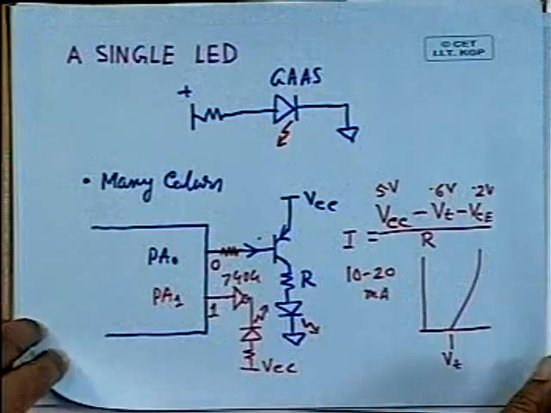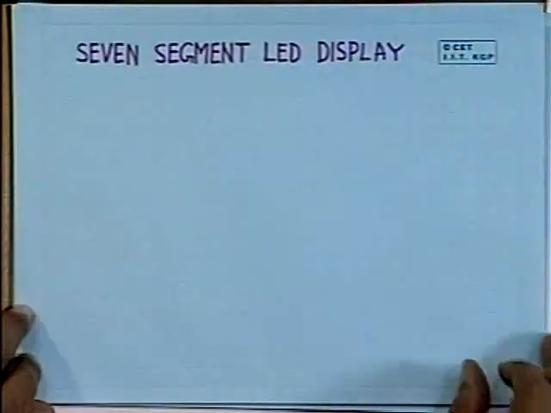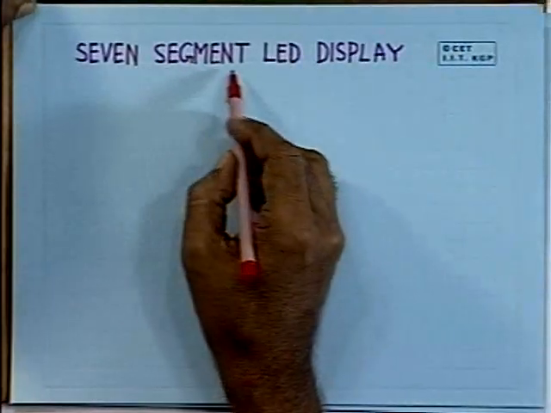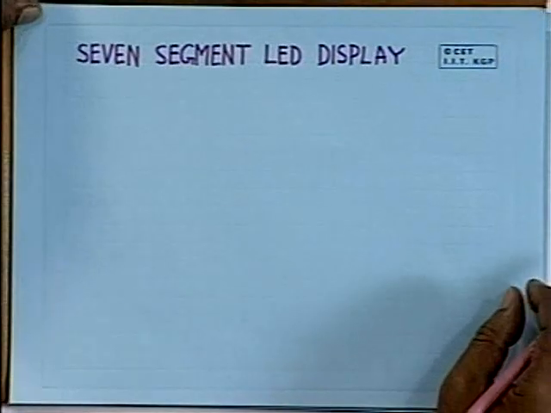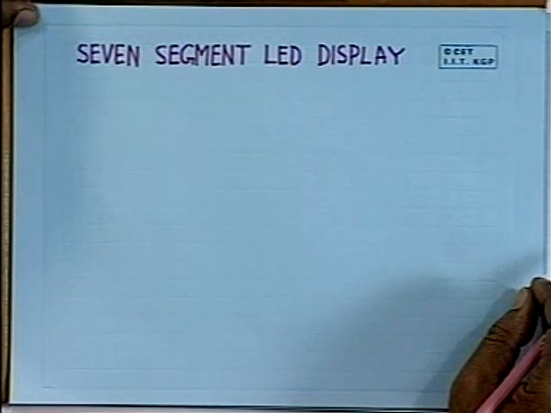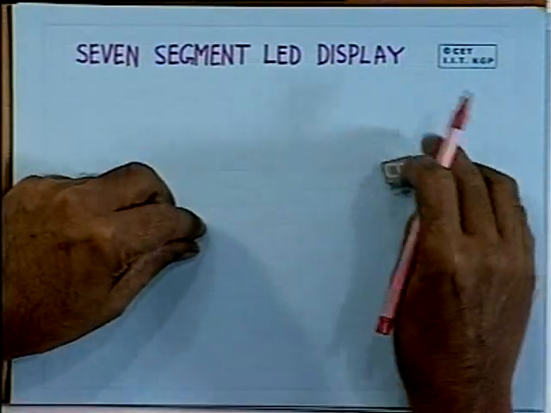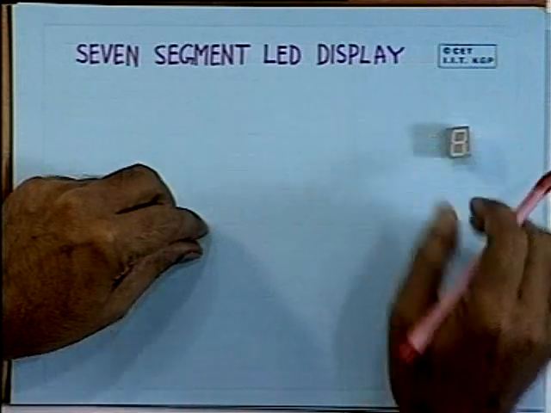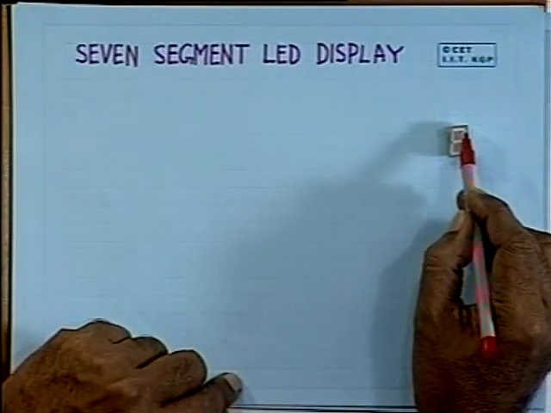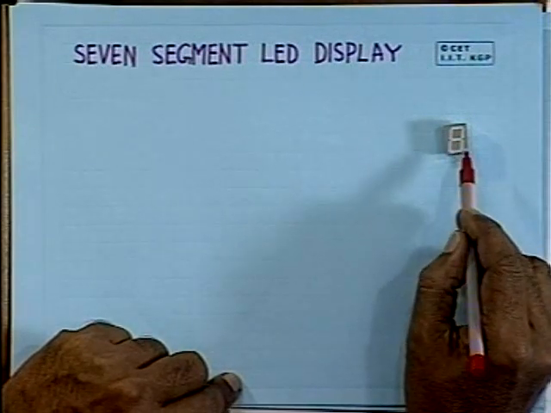So, you have to convey much more information, and for that purpose you have to use 7 segment LED displays. The 7 segment LED display is organized in this way. Here I have shown a 7 segment LED display. You can see here 1, 2, 3, 4, 5, 6, 7. 7 segments are there apart from the decimal point.